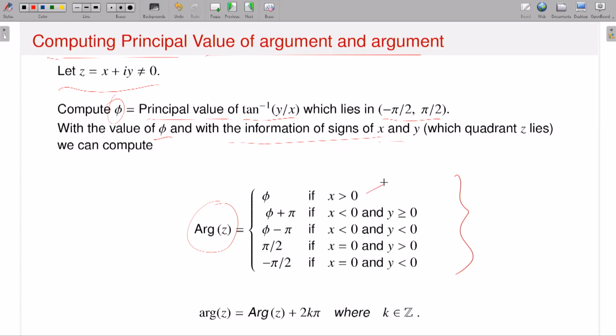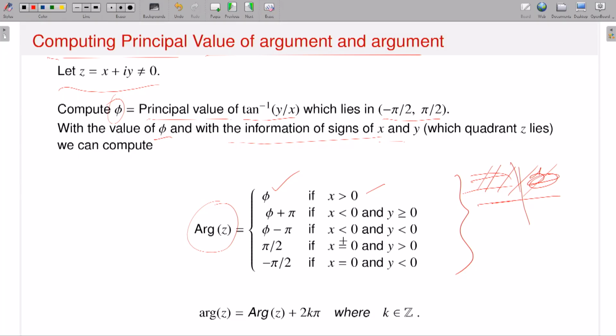If I have x plus iy, and x is positive, then phi, which is the principal value of tan inverse y by x and lies in minus pi by 2 to pi by 2, is the corresponding principal argument. If x is negative and y is positive, what does that mean? X is negative means I am here, y is positive means I am here, in that quadrant. Then it should be phi plus pi.